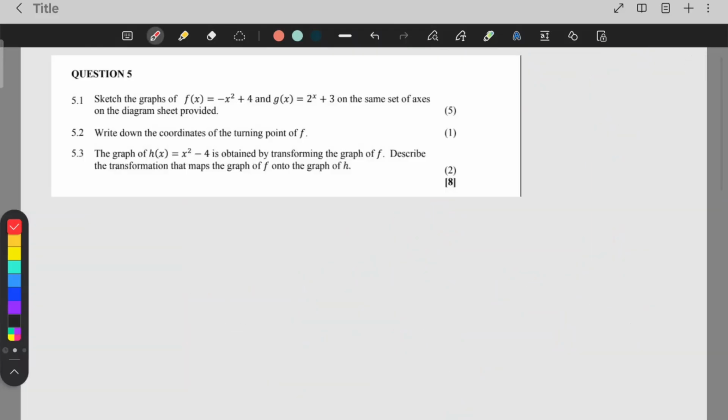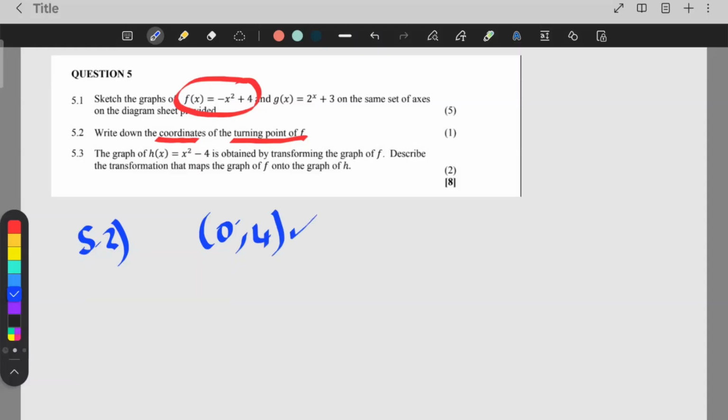The next question says 5.2, write down the coordinates of the turning point of f. So there's f. F is the parabola. Now, in the previous question, we did work that out. We had a turning point. So the turning point was (0, 4). And that's 1 mark for you.